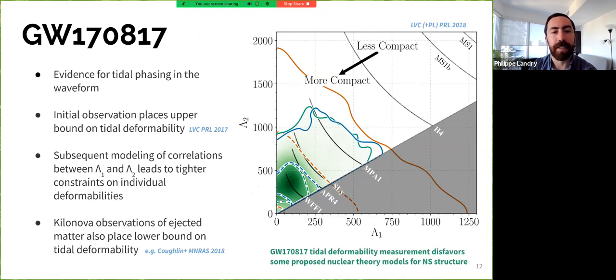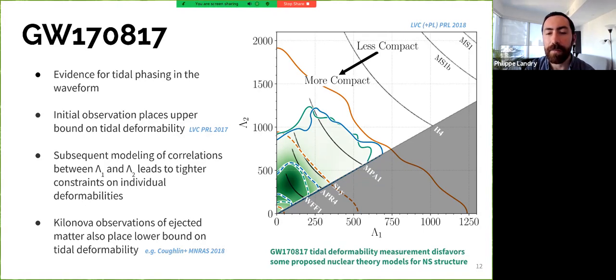Basically, the initial discovery placed an upper bound on tidal deformability, but a subsequent reanalysis that modeled the correlations we expect between lambda for the two components led to tighter bounds on the tidal deformabilities. This is just because we believe that there is one universal equation of state for all neutron stars, and therefore lambda 1 and lambda 2 have to be related in a particular way that depends on whatever that equation of state is. They're not uncorrelated.